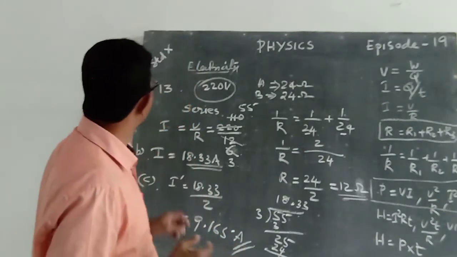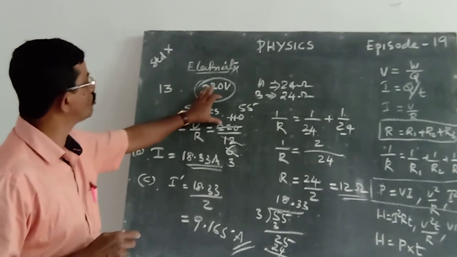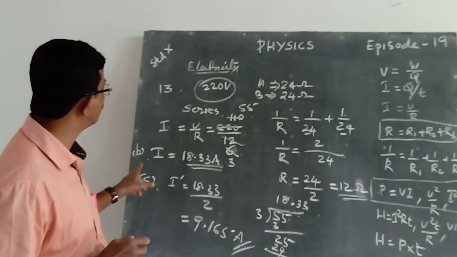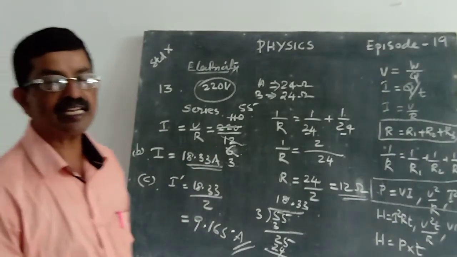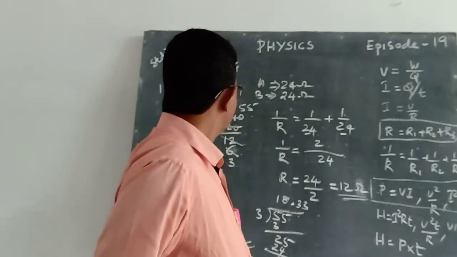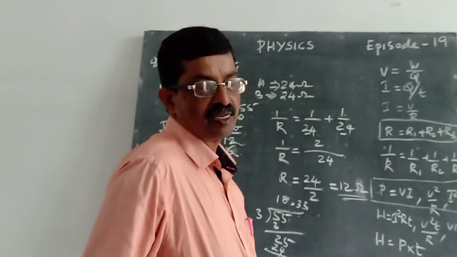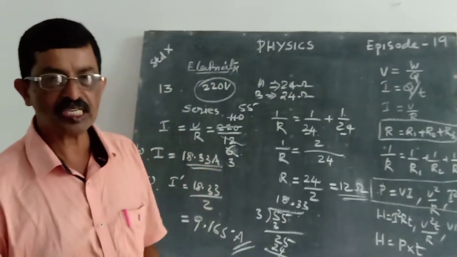So we are going to calculate the current. In that case, I is equal to V by R, that is 220 by 12. From that we got 18.33 ampere current flowing through the circuit. Then the third question: current through each of the resistors.